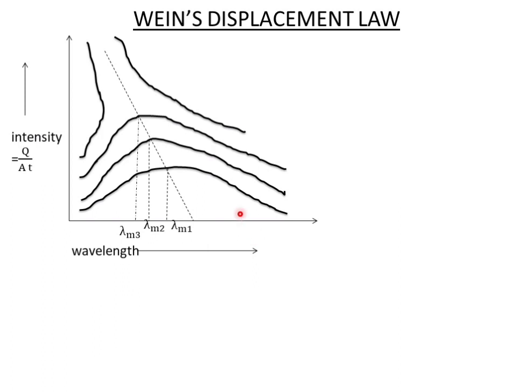Consider a black body at temperature T1. We can see that it emits a lot of radiations of different wavelengths, but radiation of a particular wavelength lambda m1 is maximum. If we consider another black body at temperature T2, here also we can see that it emits a lot of radiations of different wavelengths, but radiation of a particular wavelength lambda m2 is emitted most.